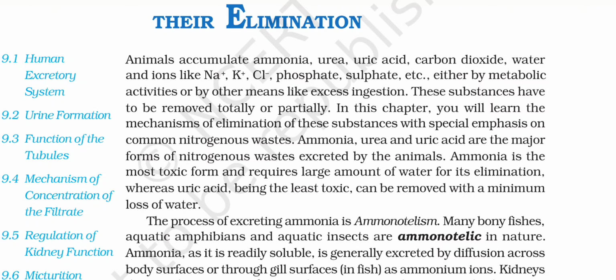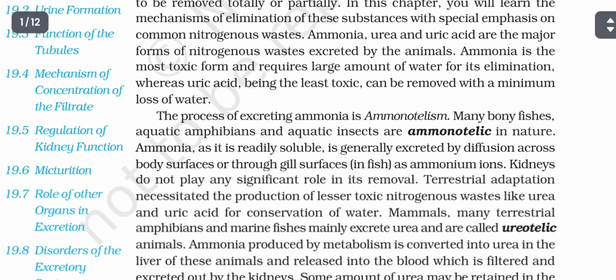wastes. Ammonia, urea, and uric acid are the major forms of nitrogenous waste excreted by the animals. Ammonia is the most toxic form and requires a large amount of water for its elimination, whereas uric acid, being the least toxic, can be removed with a minimum loss of water.